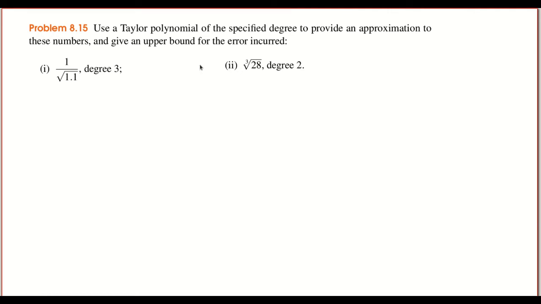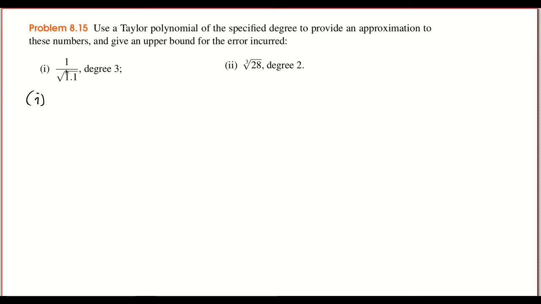In this exercise, we are going to obtain two numerical approximations of two numbers, this one and this one, using Taylor polynomials, here of degree 3, here of degree 2. All right. Okay. Well, let's consider the first.